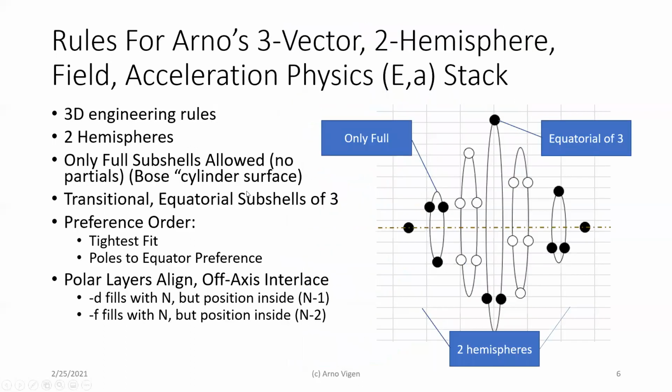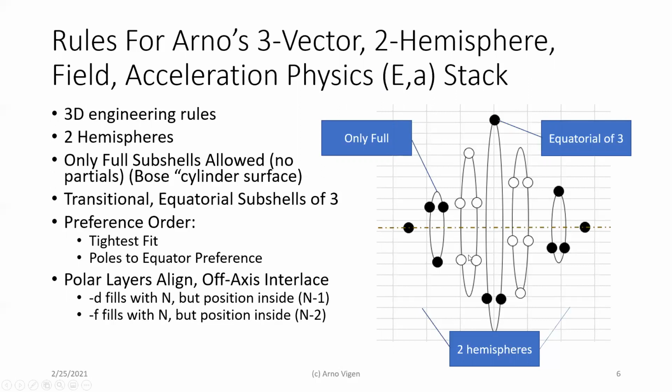Now, I actually can make this easier because this 3D structure then changes the rules for how we make electron subshells. First, there's two hemispheres, a set in one hemisphere and another. Second is only full subshells are allowed. There are no partials, because unless you have that, you don't have the Bose cylinder surface, which means you don't have statistical mechanics, and you don't have everything that we know to work regarding electrons. Electrons do not settle in partial shells.